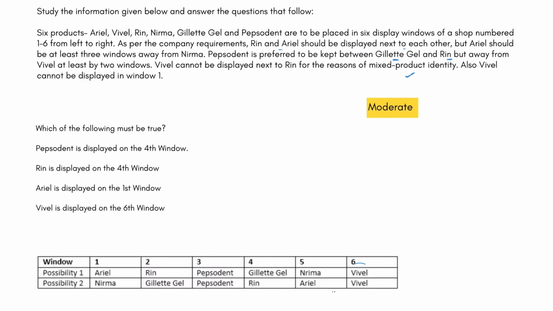And now the last one, which I'll again keep as moderate, is a tabular puzzle where there will be two possibilities depending upon the conditions given. So this you can again keep as a moderate question. It will take time, but you should get the answer.